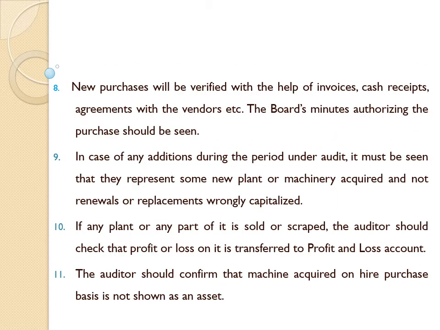New purchases will be verified with the help of documents. Suppose new machinery is purchased for that purpose. The auditor should verify invoices, cash receipts, agreements with the vendors. The board's minutes authorizing the purchase should be seen. For purchase of any new machinery, the resolution passed by the board is essential. The auditor should see that approval is given by the board of directors for purchase of new plant and machinery.